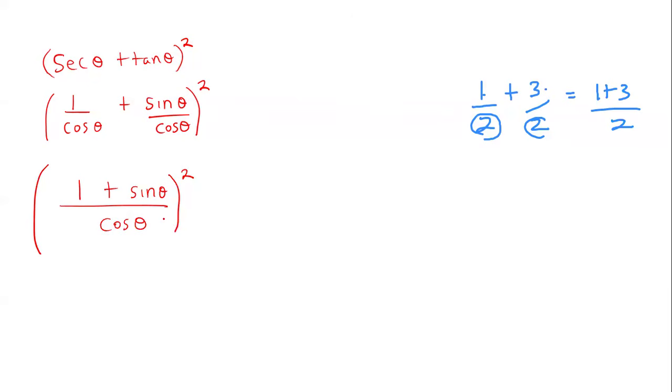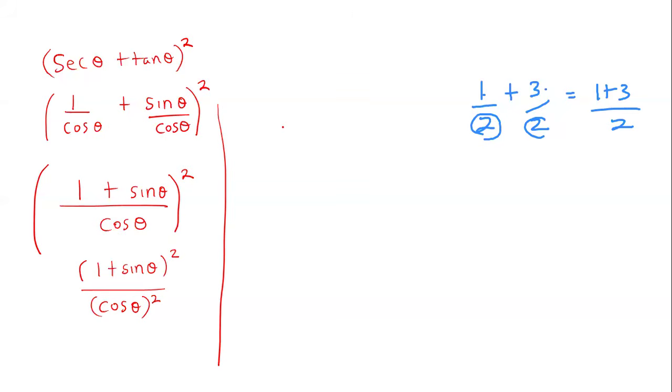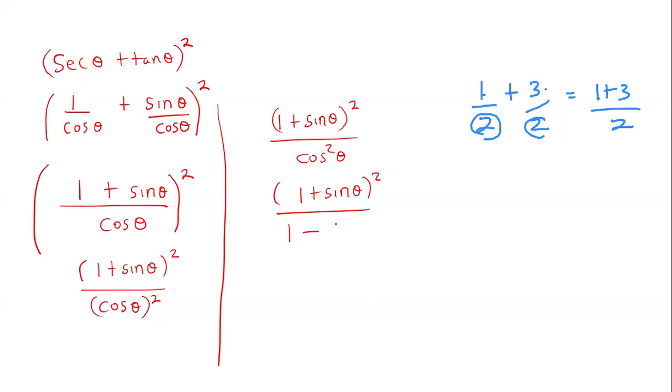So what you are going to do next is that you can now separate the squared. So you can now have 1 plus sine of theta squared divided by cos of theta, but everything squared. So mathematically, you know that this is 1 plus sine theta squared divided by cos squared theta. But you know that cos squared theta is the same as 1 plus sine theta squared divided by 1 minus sine squared theta.